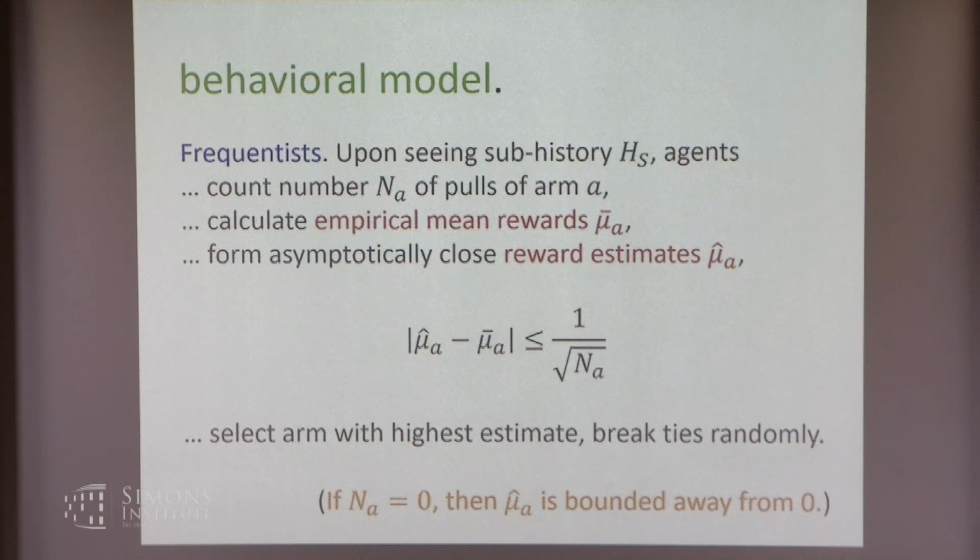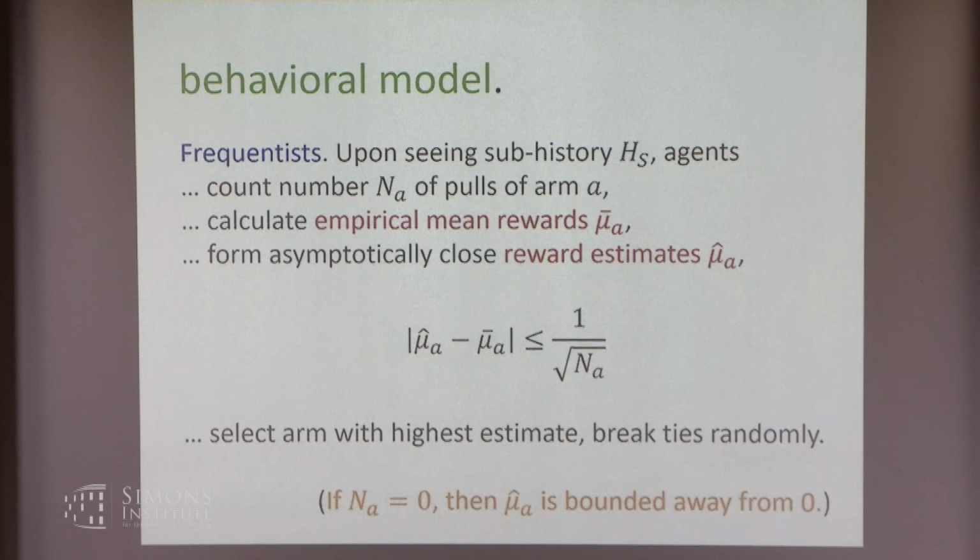At this point, somebody might ask, what about Bayesian rational agents? Does this behavior capture Bayesian rational agents? That's going to depend, I think, on the priors that they have over the arms. But I prefer to think of these as behavioral agents.